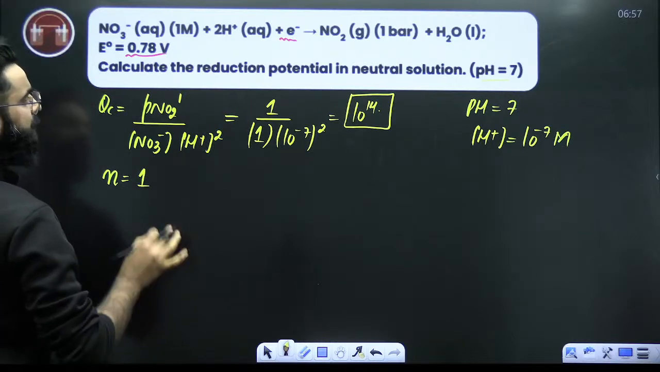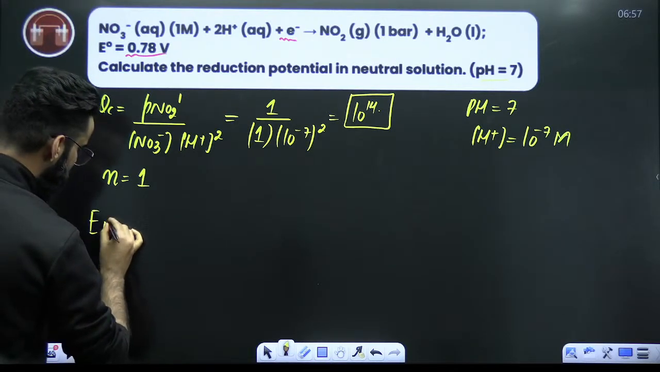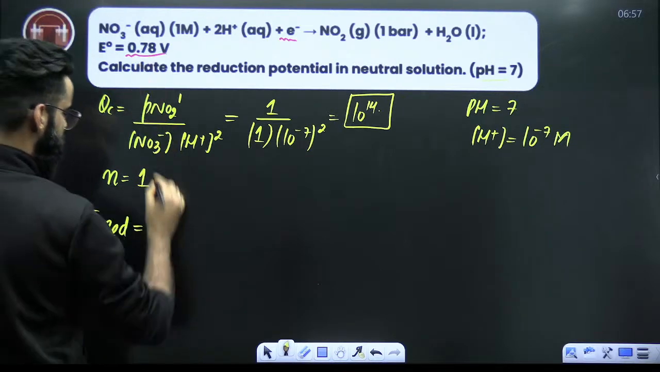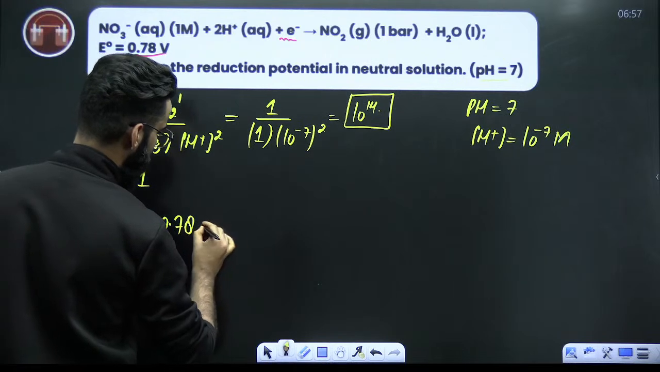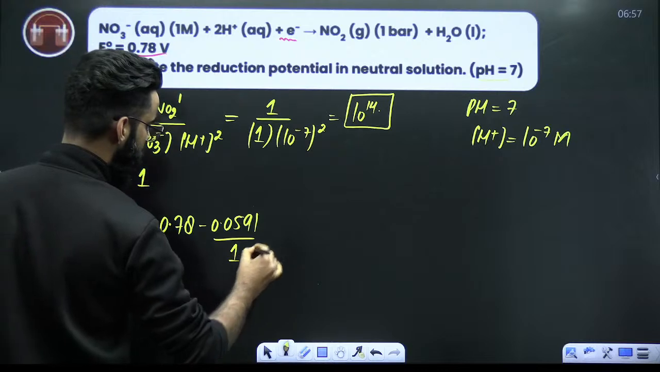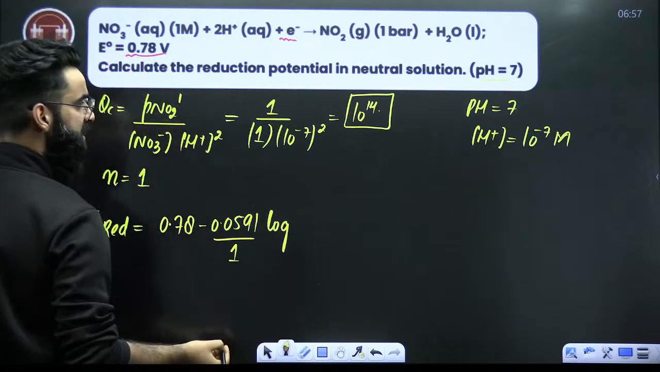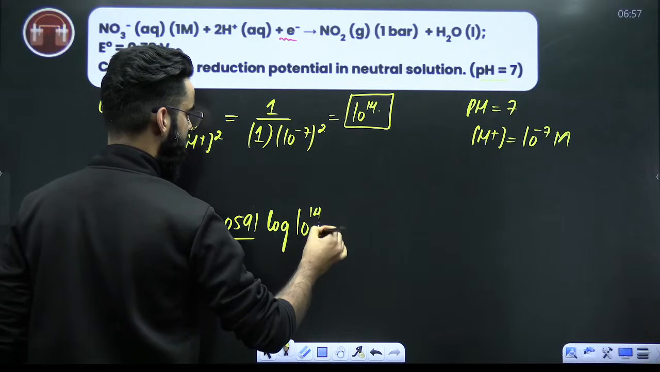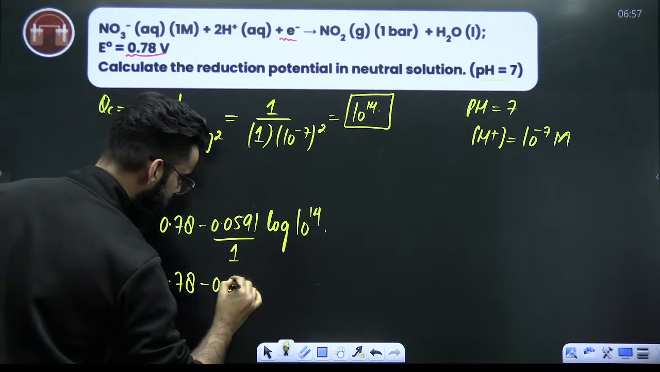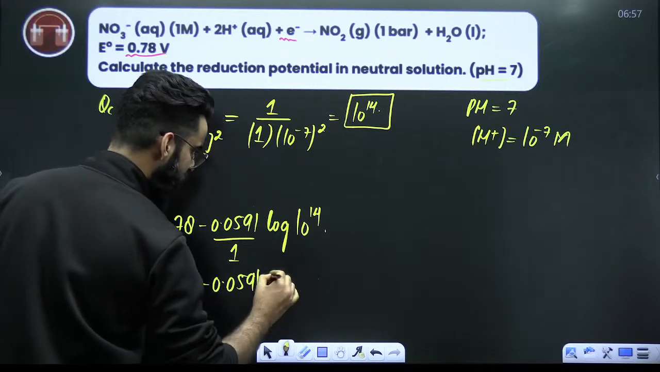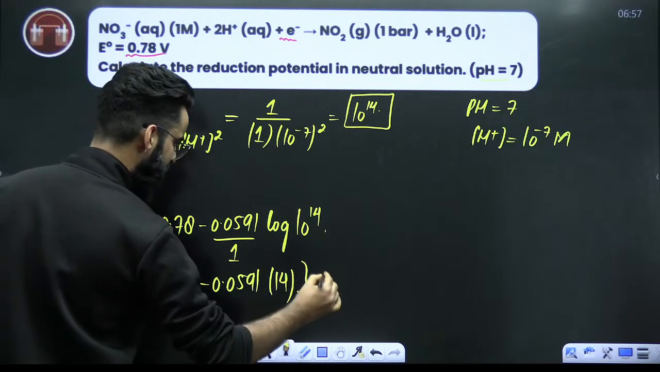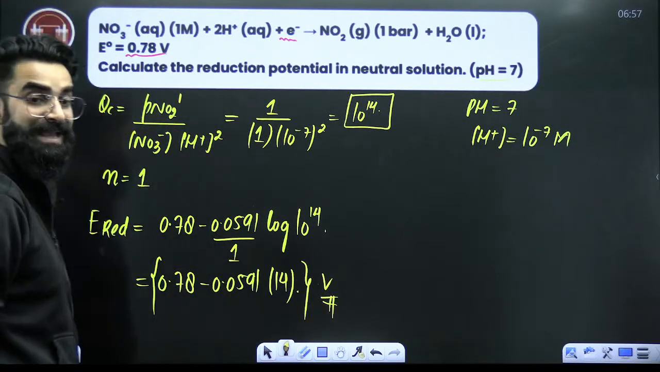Now, write the Nernst equation. So I'll be writing the reduction potential of the half cell is equal to E naught RAD, the standard reduction potential, which is 0.78, minus 0.0591 divided by the n value. The n value is 1. Log of QC. The QC value is 10 raised to power 14. Perfect. So it is 0.78 minus 0.0591, and it's going to be log of m raised to power n, which is 14 log 10. Log 10 is 1. Just solve this equation and get the answer exactly in volts.